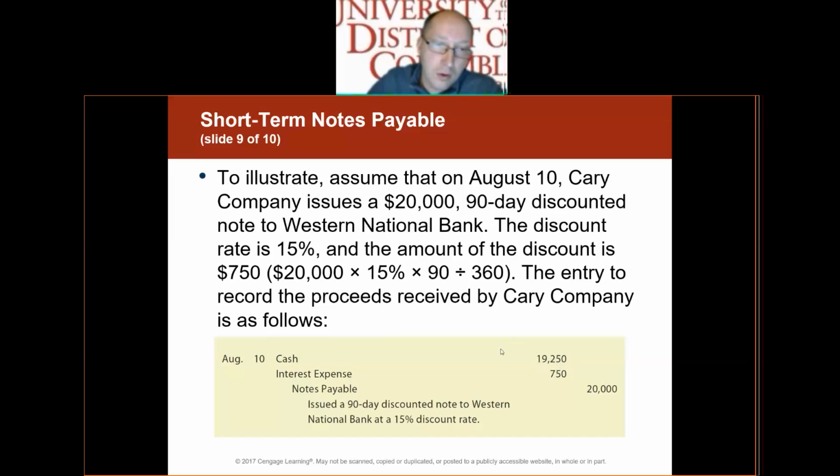Then we debit our interest expense $750 to increase our interest expense by $750. And then we credit notes payable $20,000 to increase our notes payable by $20,000. And of course, our memo: issued 90-day discount note to the bank, 15% discount rate.